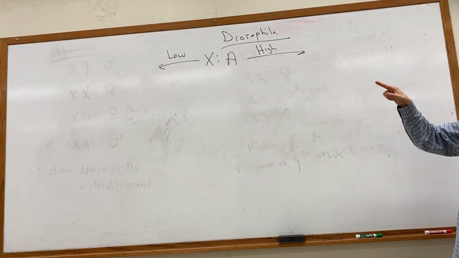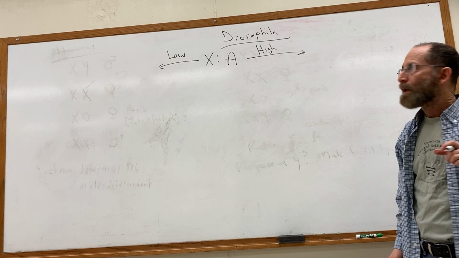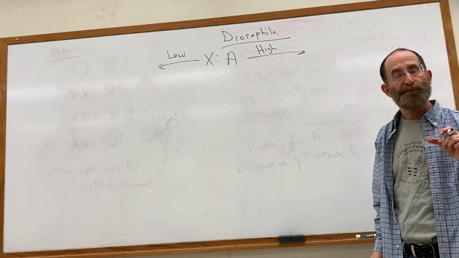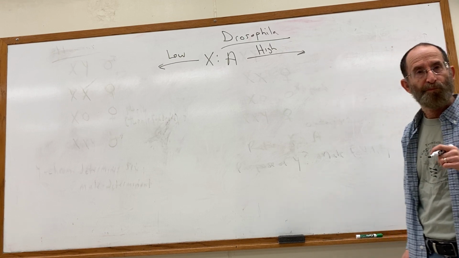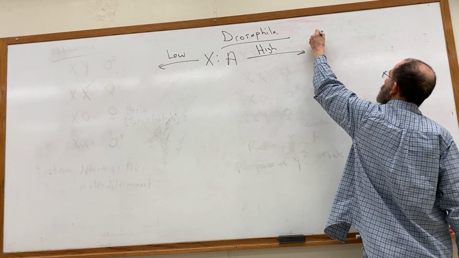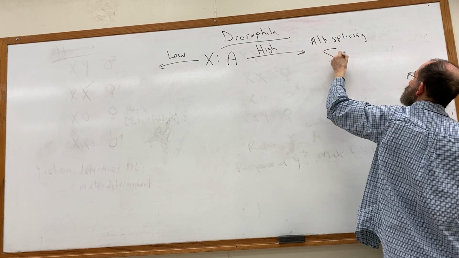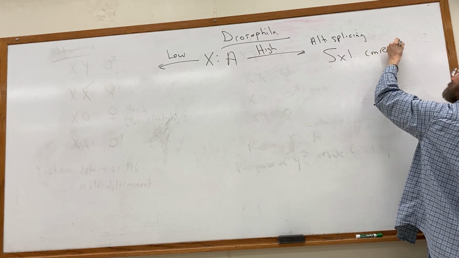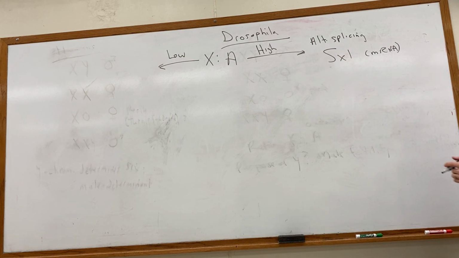So having a high X to autosome ratio is going to change splicing patterns. And one of the things that's going to be spliced differently is the RNA that gives you the messenger RNA for a protein called SXL. Okay? So this gives you alternative splicing of the SXL mRNA. And the result is that you get a functional SXL.